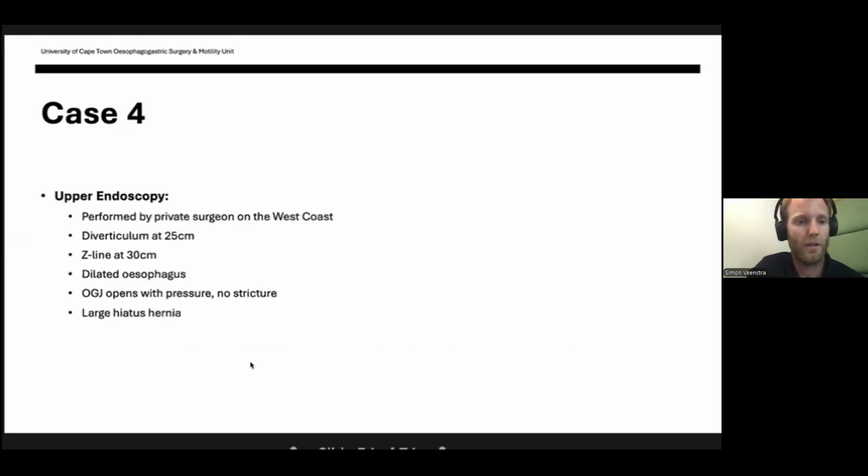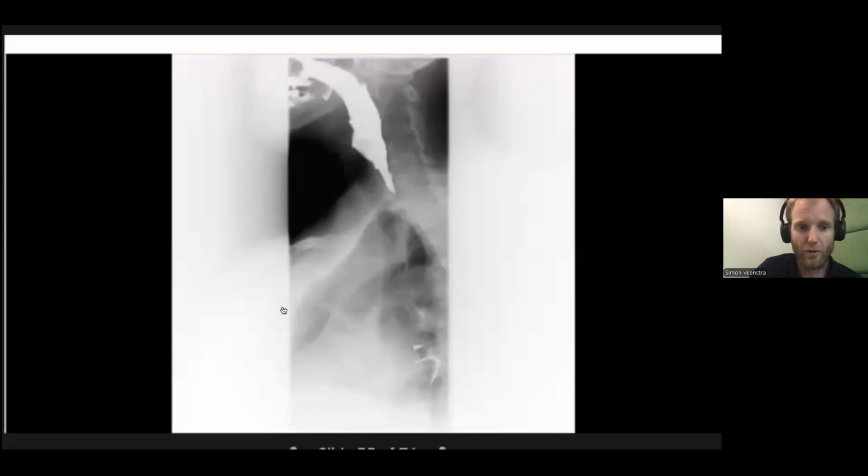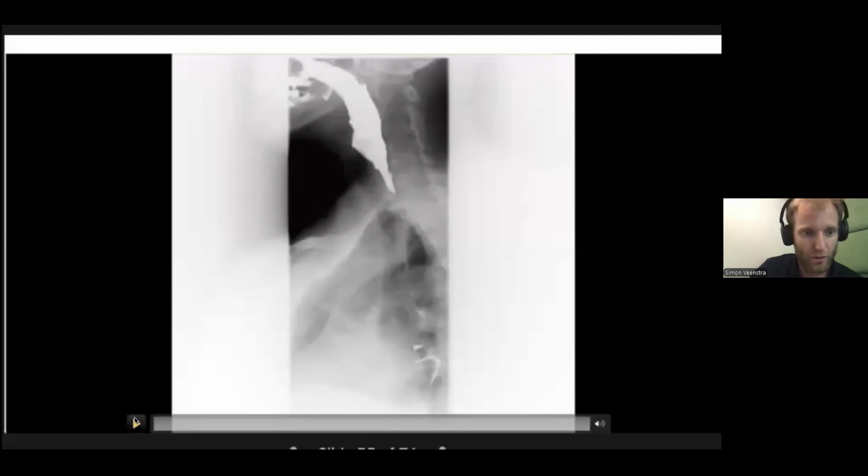She had an upper endoscopy performed in private, which showed a diverticulum at 25 centimeters, with the Z line at 30 centimeters, a dilated esophagus, and an esophagogastric junction which opens with pressure, but there's no stricture, and then a large hiatus hernia. So this was her swallow.